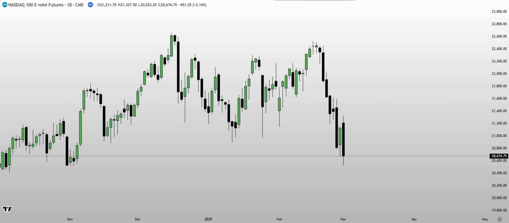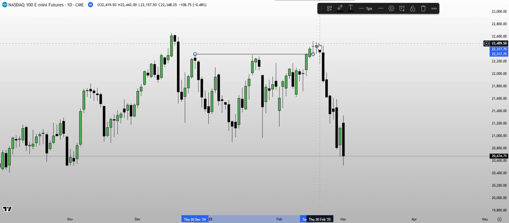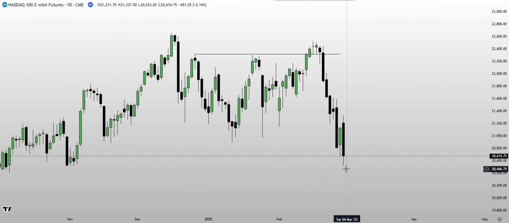All right, so here's another good example of how you can determine bias using this very simple top-down approach. So what do we see here from this point? Clearly, price has ranged for the past couple months. You can really make the case for it. And what do we do here? We come up and we sweep these equal highs here in that range. And then from that point, we distribute to the downside.